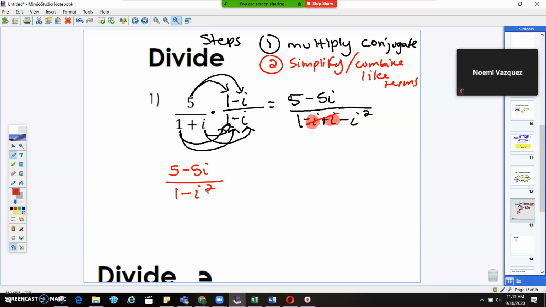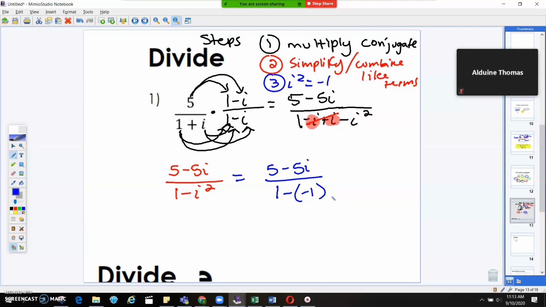Well, we still haven't gotten rid of that i in the denominator. We still need to get rid of it. On Tuesday, we learned that i squared is actually -1. So we're going to plug in -1 for i squared. I'm going to rewrite this: 5 minus 5i over 1 minus -1. Well, we still have a hot mess down there in the bottom.